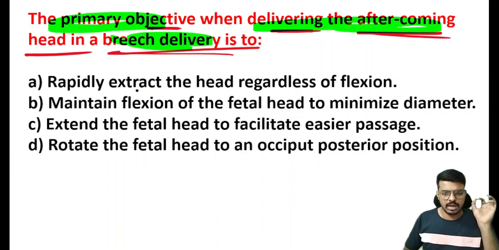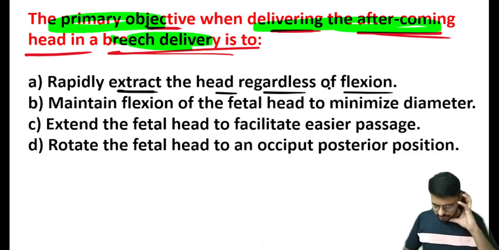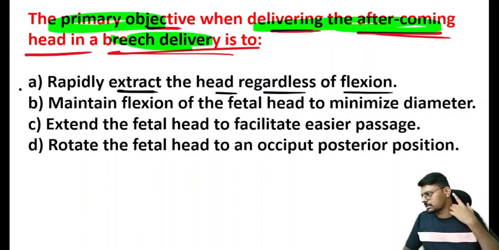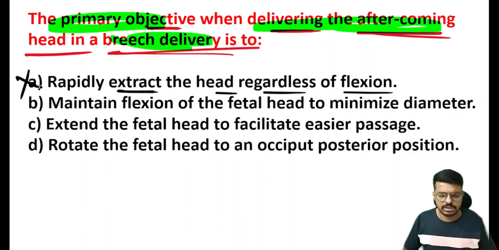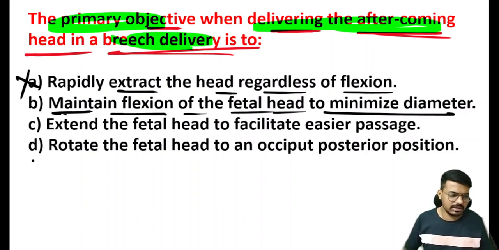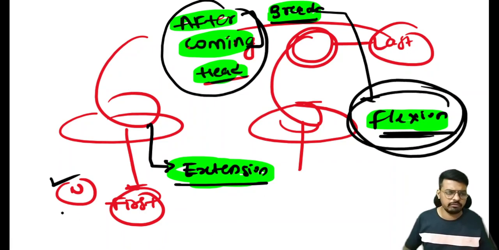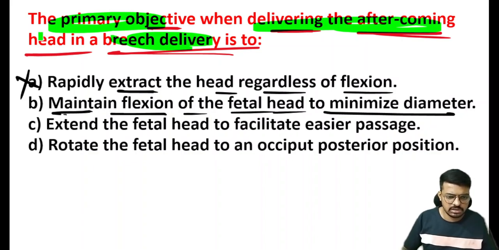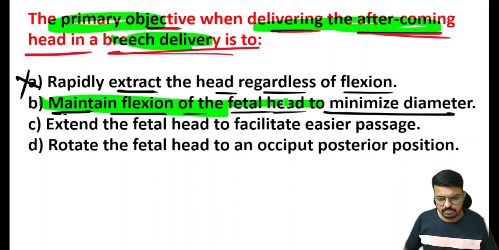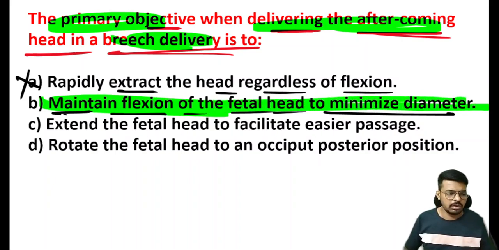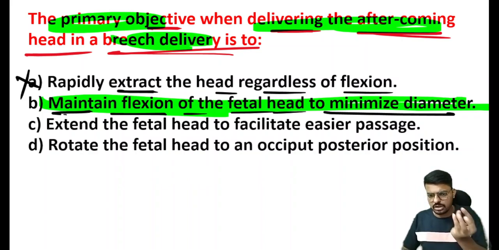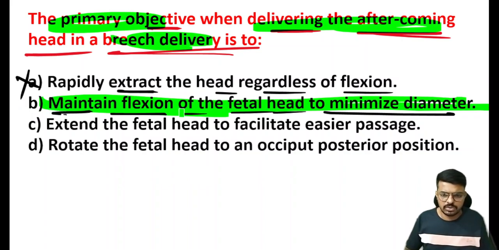Option A is rapidly extract the head regardless of the flexion. If we extract the head regardless of the flexion, the clavicle will get damaged, the cervical plexus will get damaged. So option A I am eliminating. Option B, maintain the flexion of the fetal head to minimize the diameter. Yes, always while delivering the after coming head in the breech, we have to maintain the flexion. The answer for this question is option B, because maintaining flexion presents a very short diameter and the head will come out easily. That is very, very important.